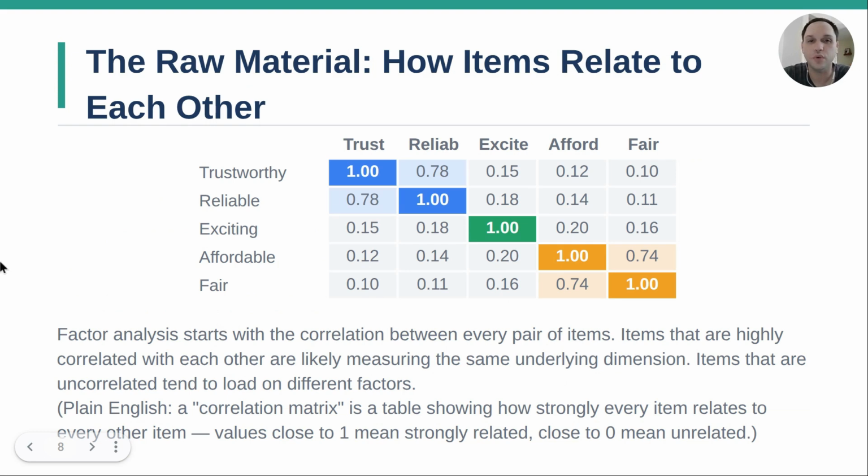Factor analysis starts with the correlation between every pair of survey items, a matrix that shows how strongly each item relates to every other item. Values close to 1 mean two items are highly correlated. When one goes up, the other goes up too. Values close to 0 mean the items are unrelated. Knowing how someone answered one tells you nothing about how they answered the other. When you look at the correlation matrix, you can often already see clusters, groups of items that correlate strongly with each other and weakly with items outside their group. Factor analysis formalizes those clusters into factors.